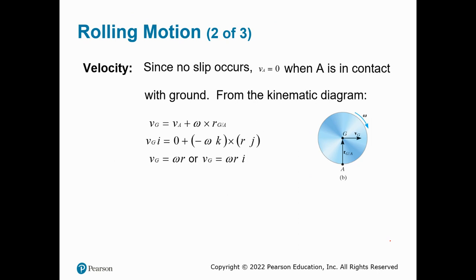From the kinematic diagram, we have this equation, VG equals VA plus omega cross RG/A. So we plug in our values, we get VG equals omega R, or VG equals omega R I, because VG only has a horizontal component.